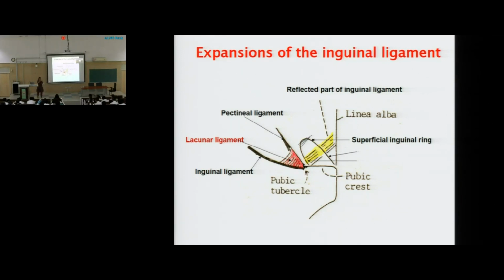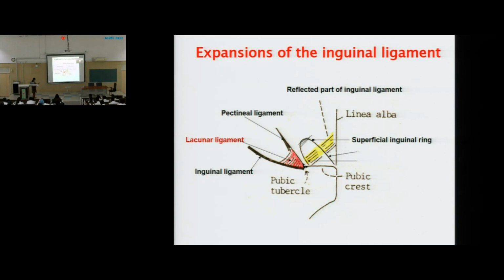When this lacunar ligament is stretched, it is going posteriorly. It will have a lateral free margin. Yes, this is the free margin. This is the lateral free margin of the lacunar ligament. Clear? The lacunar ligament is clear. Here is the lacunar ligament. You understand? This is the superficial inguinal ring.